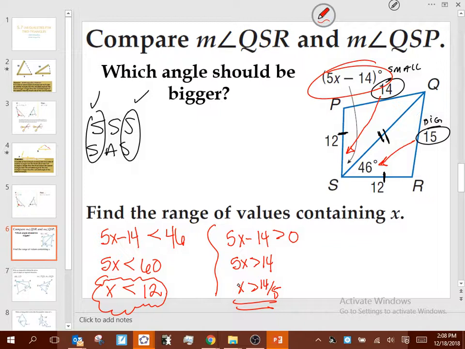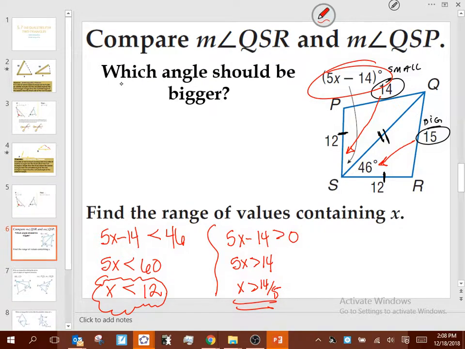Okay, I'm going to try to avoid a lot of that right now, but this will be incorporated in pretty much every one of these questions that we do. We have to make sure that the x value that we choose is not going to give us a negative angle measurement. So now how do I write my answer? Well, there's a couple ways of doing this.